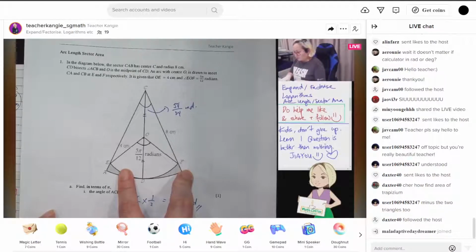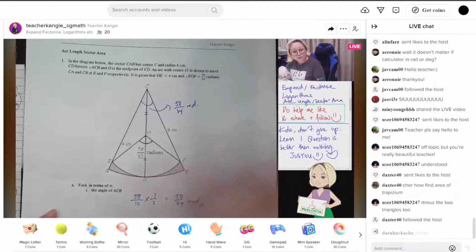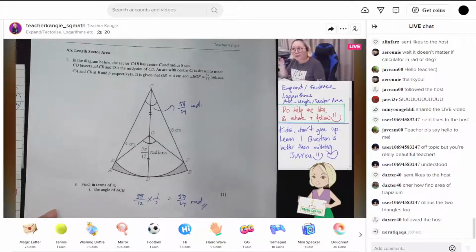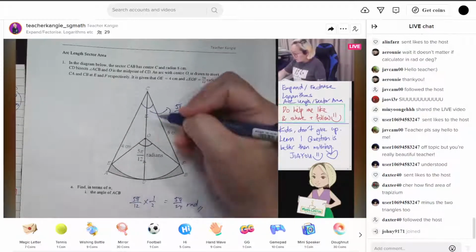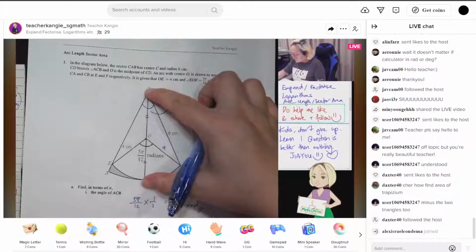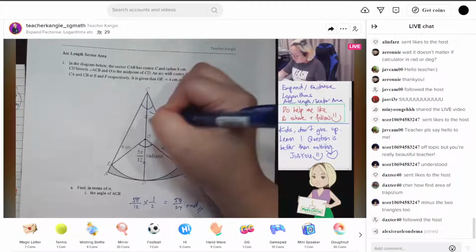Sure, how to find area of trapezium. This question has nothing to do with trapezium, but I'm just going to say the trapezium formula is half times a plus b times height. The a plus b is the parallel sides. Okay, now let's take a look. This one is 4, 4, because this is 8 and this is equal, so this is also 4.